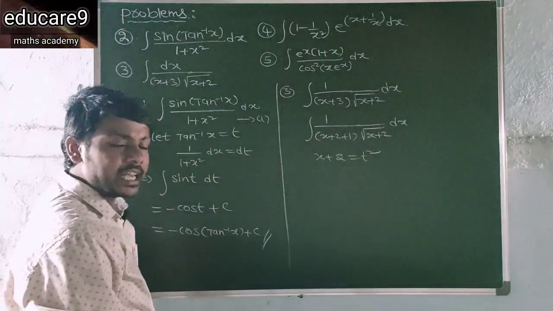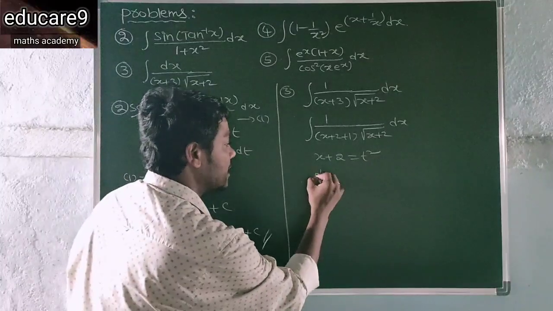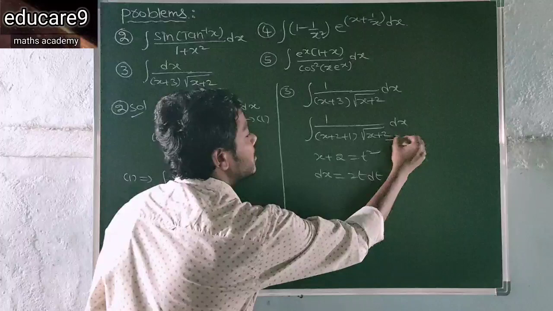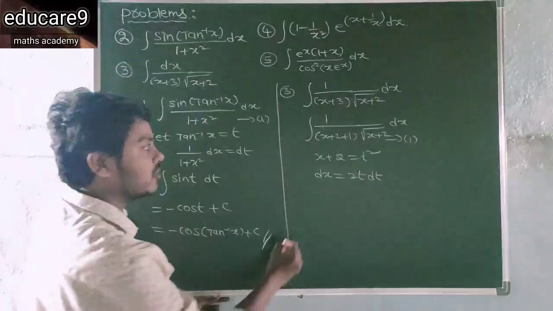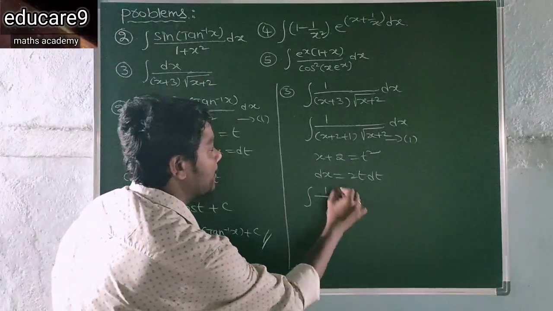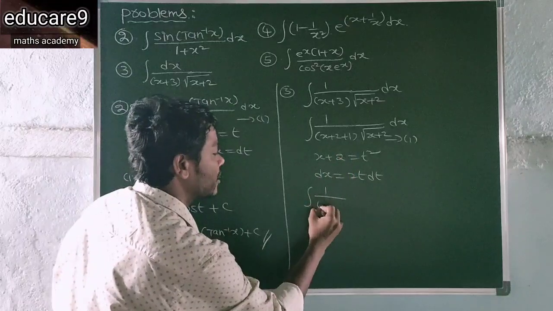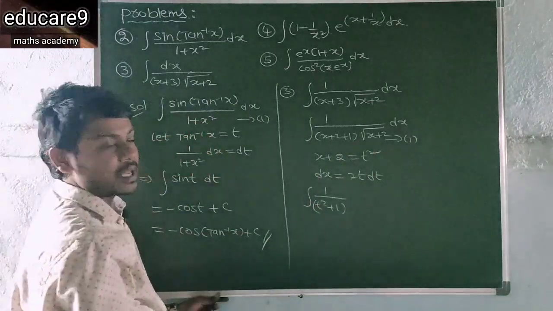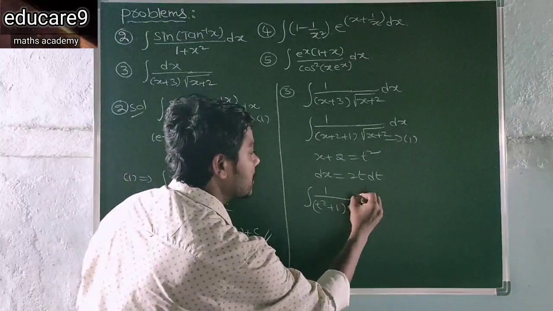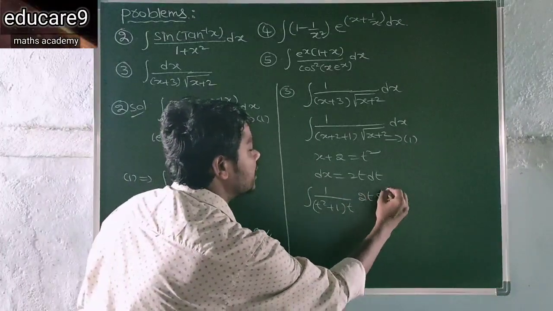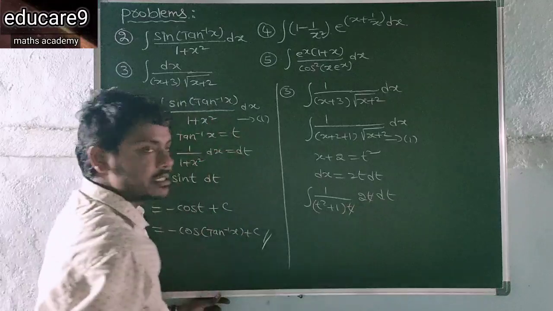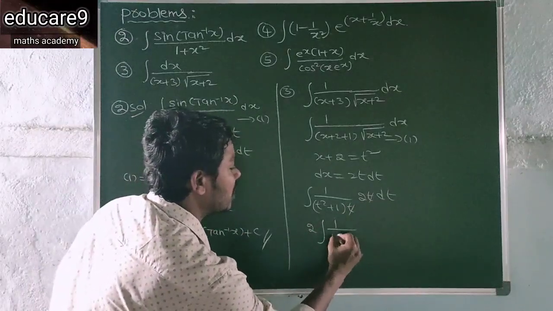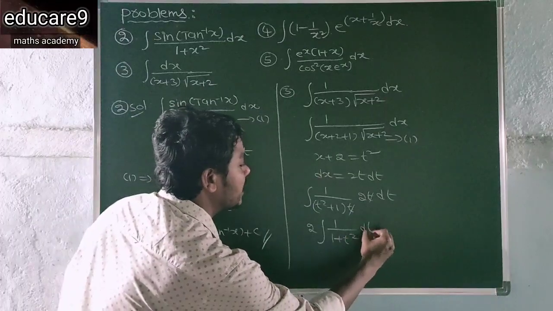Now differentiate on both sides. What you get? dx is equal to 2t dt. Now substitute in equation 1. What you get? 1 by this is t square plus 1. Next, root of x plus 2, that is t. dx is what? 2t dt. So 1 t gets cancelled. This can be written as 2 into integration of 1 by 1 plus t square dt.